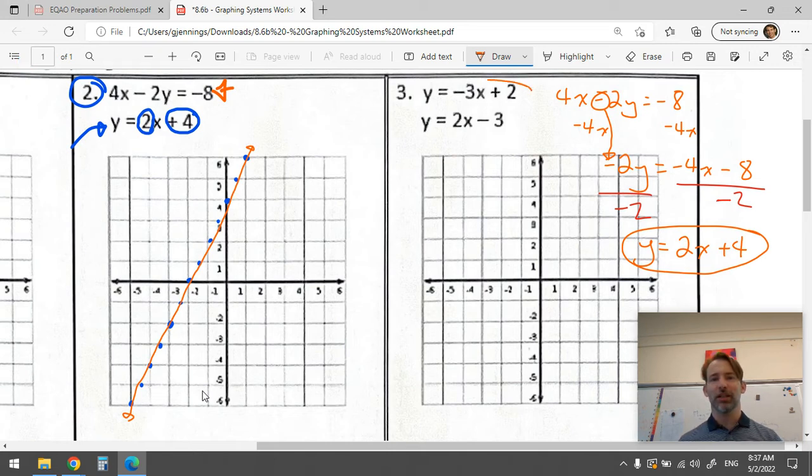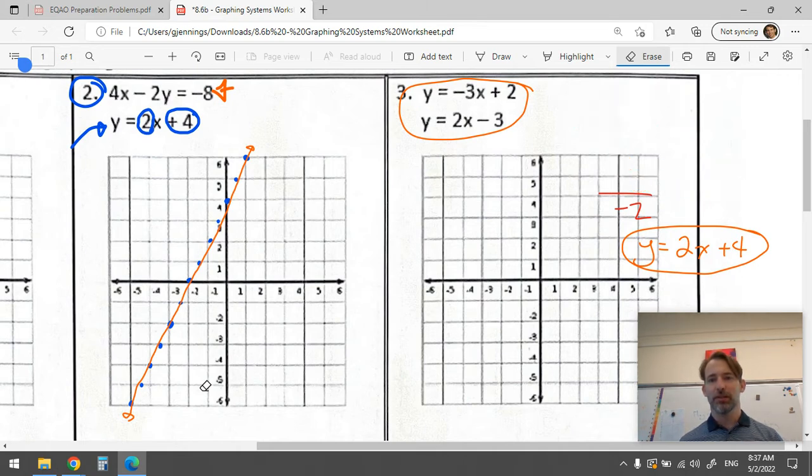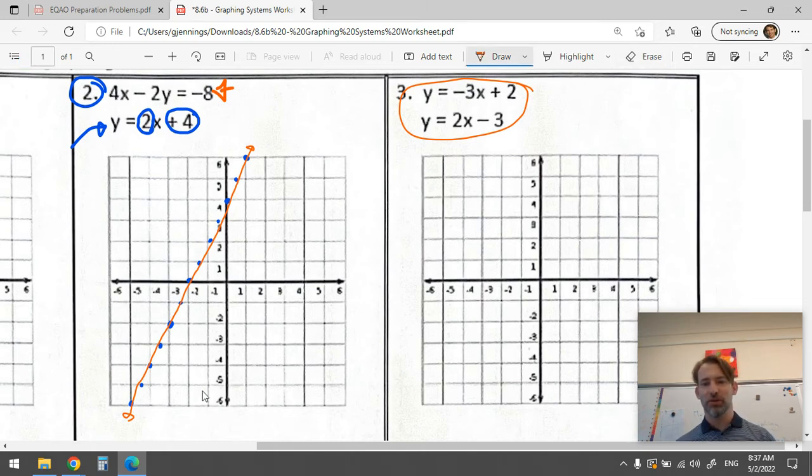Let's do this one, which are clearly different lines. Okay, let me just erase all this. I should have done it in my head first. Okay, y is equal to negative 3x plus 2. Plus 2 is up here. Negative 3x, this tells me negative 3 is the same thing as negative 3 over 1. This is the rise. This is the run. So run 1, rise minus 3.